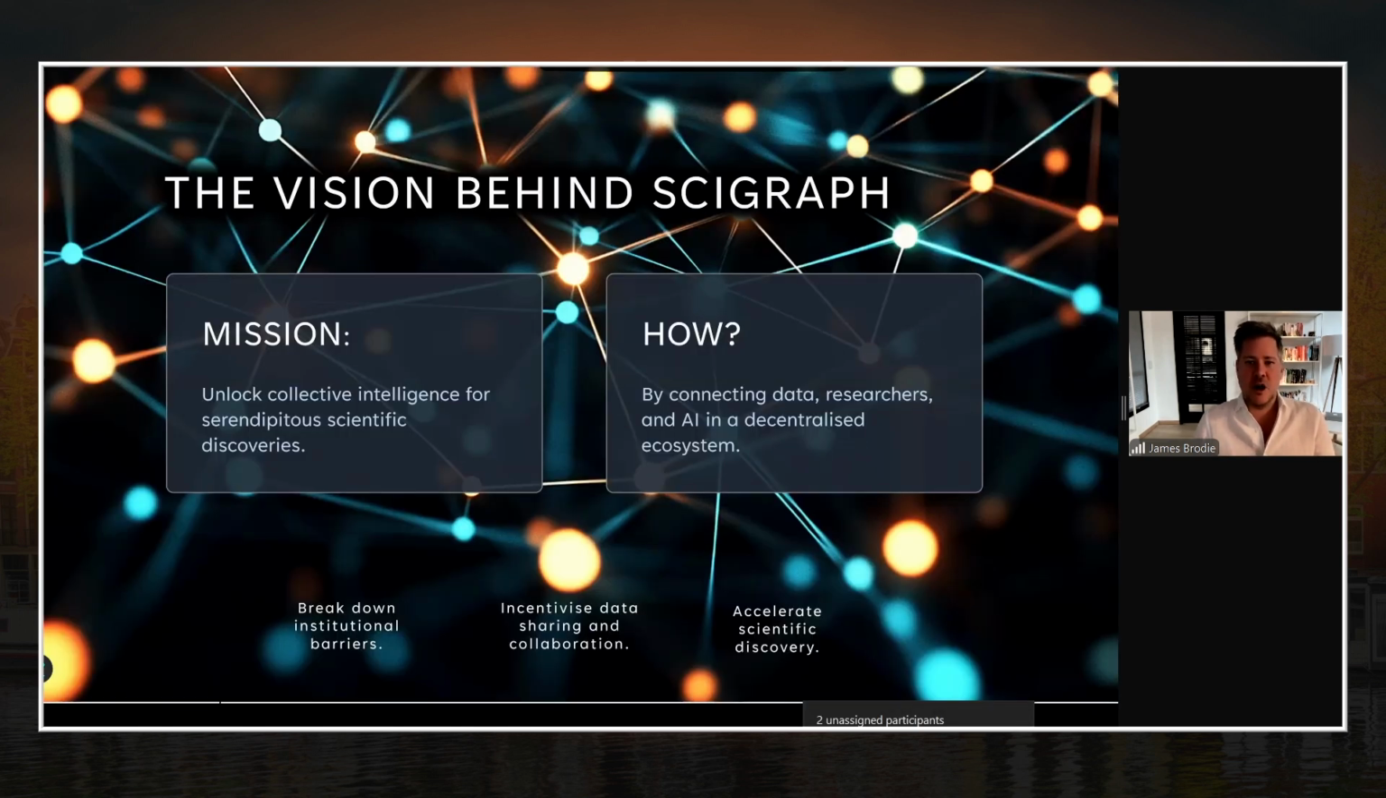So where does SciGraph fit into this landscape? Well, at ID Theory, alongside our colleagues at Origin Trail, we envisaged a platform to unlock collective intelligence. And this will enable serendipitous discoveries, which is the really important part. That's why we built SciGraph. It connects data, it connects researchers, and it connects AI in a completely decentralized ecosystem. So through this, we think it's going to enable the unexpected connections of interesting areas of research, and it's really going to accelerate scientific breakthroughs and discoveries.